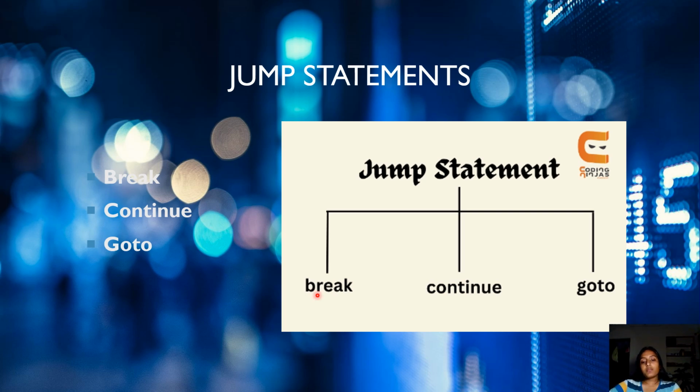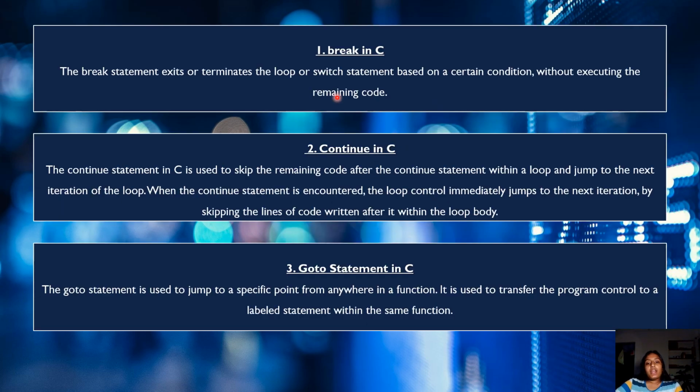There are three jump statements in general: break, continue, and goto. Some also consider an extra statement, but in our video we'll be seeing only these three. The break statement exits or terminates the loop or switch statement based on a certain condition without executing the remaining code. We came across the break statement especially in switch statements. When the break statement is encountered, it exits the loop if the condition is true.